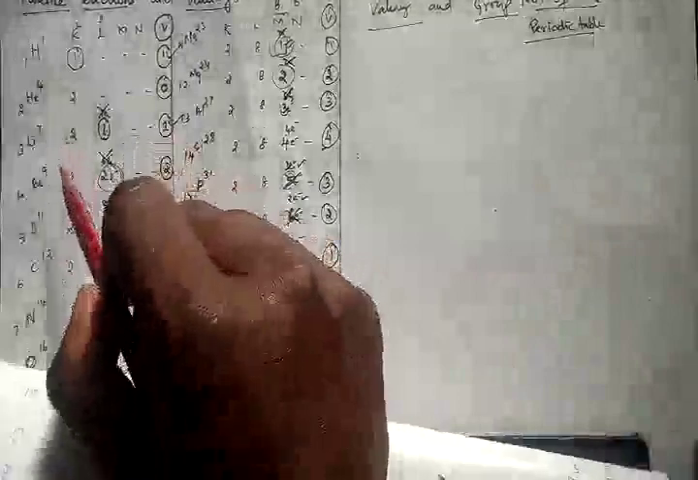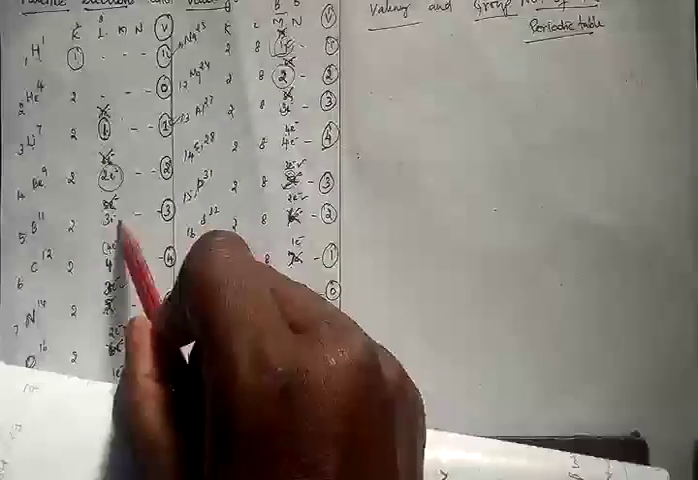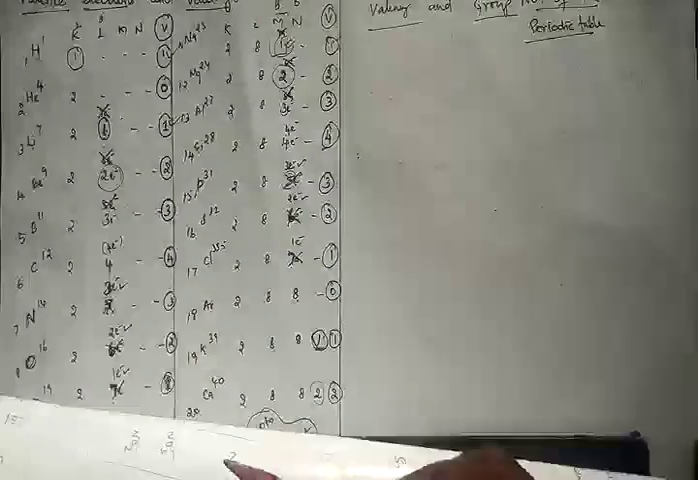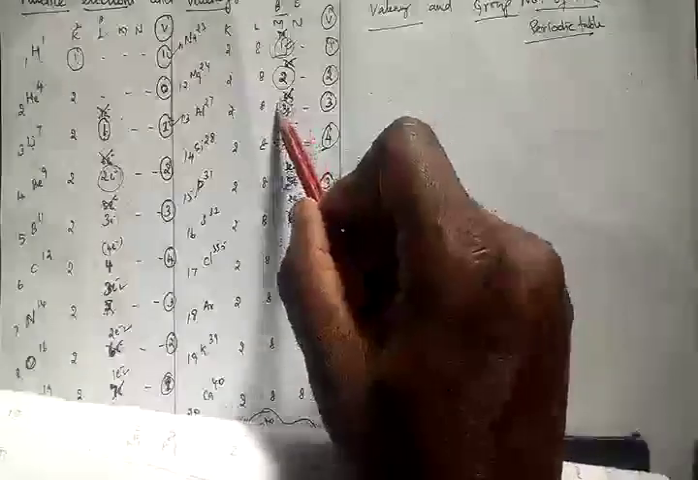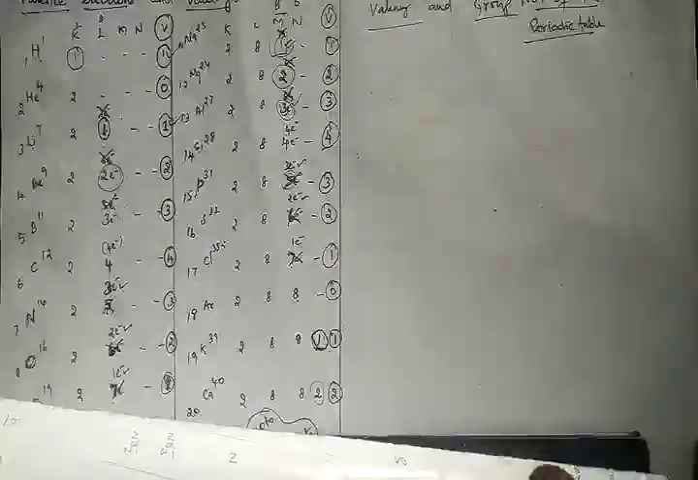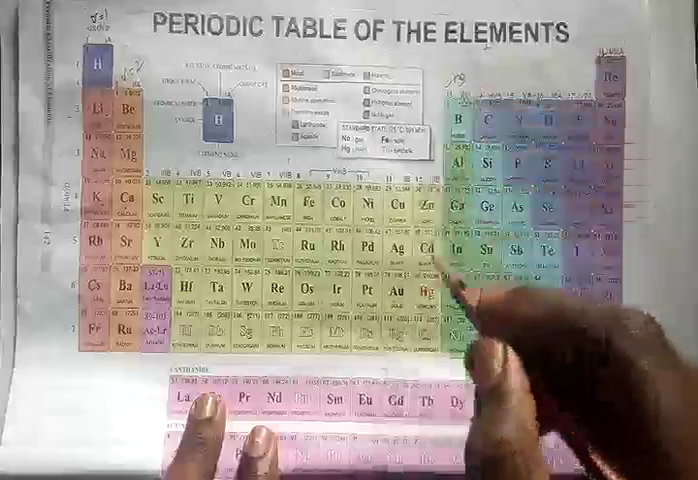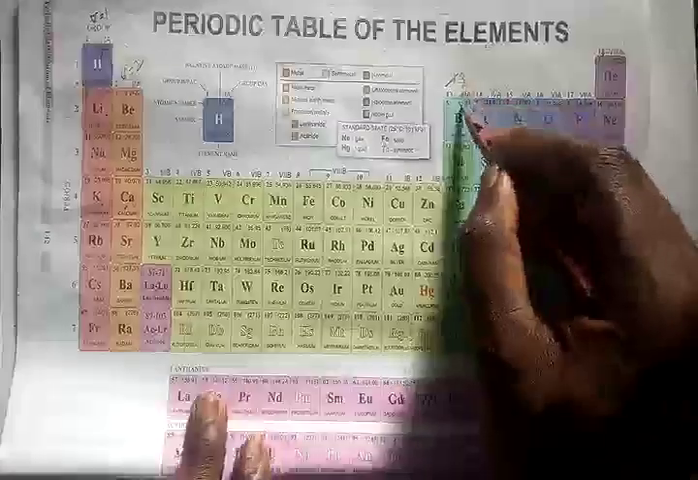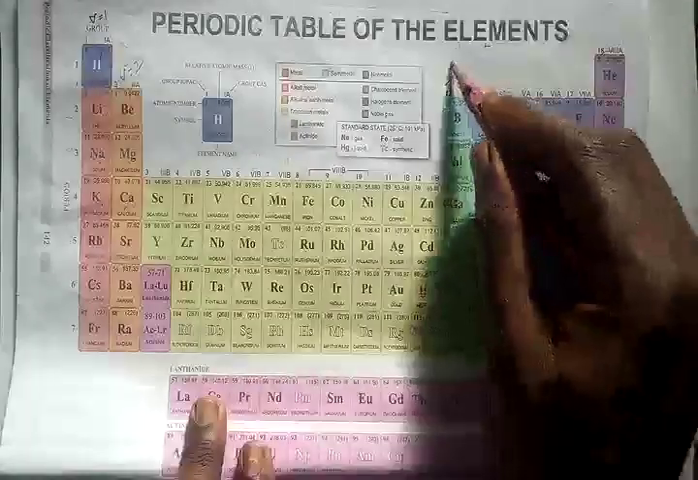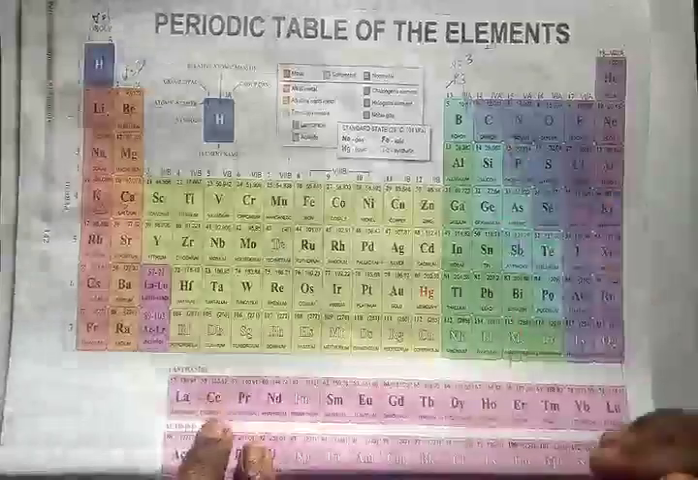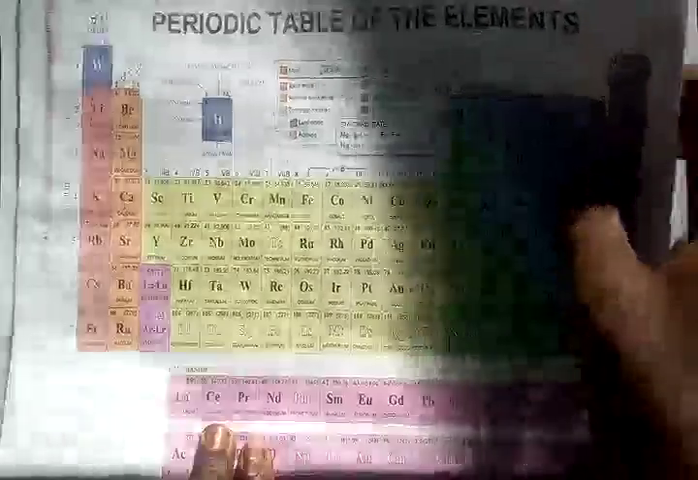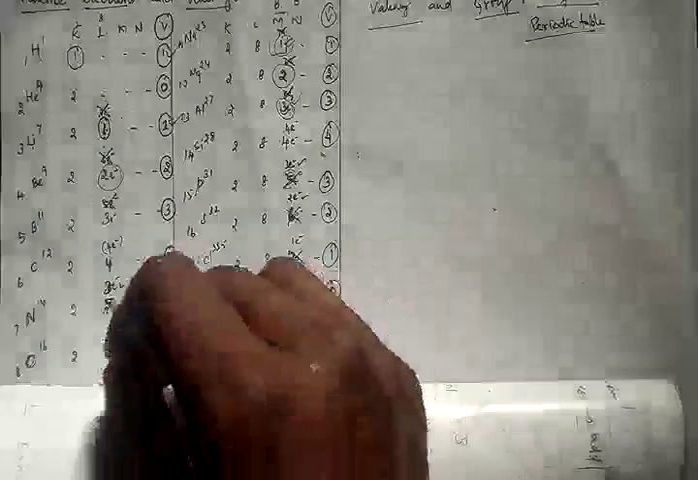Come to the next one, that is boron. Boron has 3 electrons in the valence shell. Am I right? Similarly, look at aluminium. Aluminium also has 3 electrons in the valence shell, right? So you could see it is the 13th group. So for the 13th group, cut this one, you will see 3. So it has 3 electrons in the last shell. So the valency is also 3. Come to the next one, that is carbon.